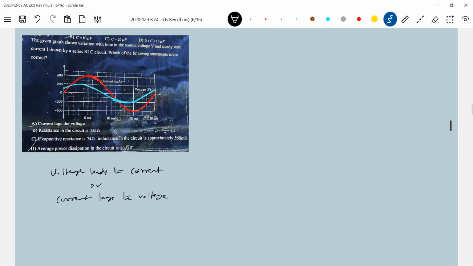Now I think with this much data, let's write some equations so that we can do something. The expression for current is I = I0 sin(omega t). What is omega? The time taken to complete one cycle, from the graph, is 20 milliseconds, the time period.